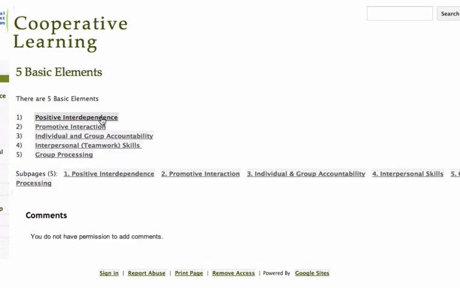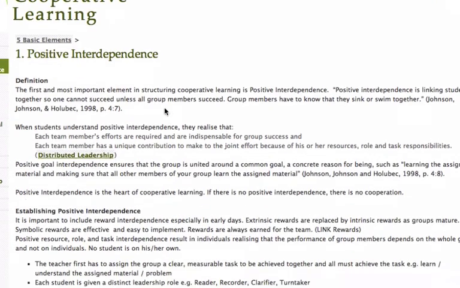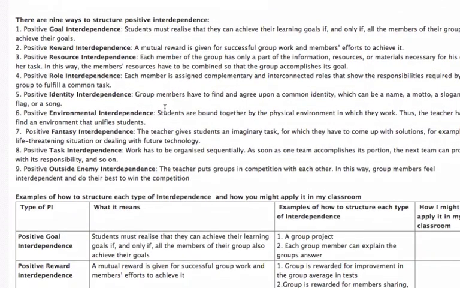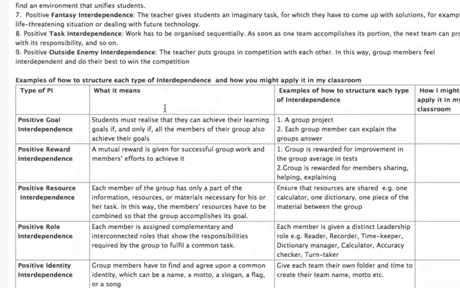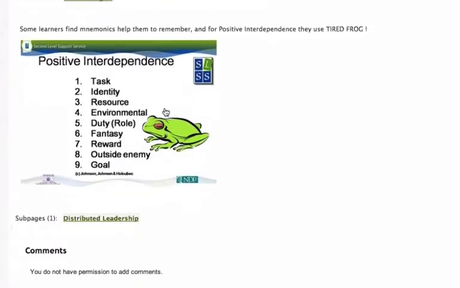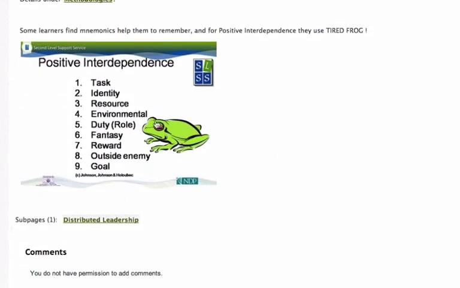First is positive interdependence. Positive interdependence is things that work together to make students see meaning. A lot of times we call it TIRED FROG, T-I-R-E-D F-R-O-G, tired frog. So you give the students a task. You have to complete this task by the end of class. You let them create an identity. We are the pirates of Penobscot. Resource, you limit their resources. You only give them one text to fill out. Or an environmental. You are the northwest corner.